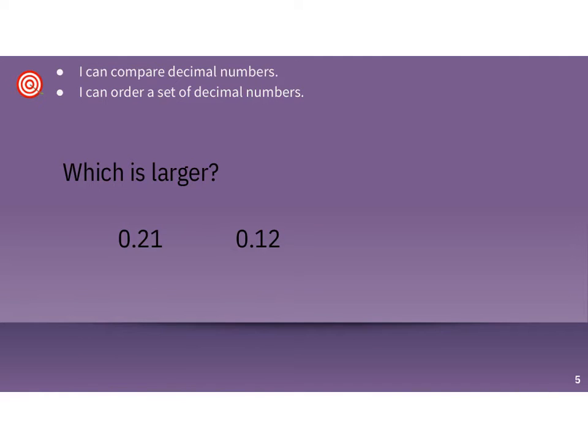How about here? Which is larger, 0 and 21 hundredths or 0 and 12 hundredths? Pause and think. 0 and 21 hundredths is greater than 0 and 12 hundredths. We had zeros in the ones, and then a 2 in the tenths versus a 1 in the tenths. So 21 hundredths is going to be greater than 12 hundredths.